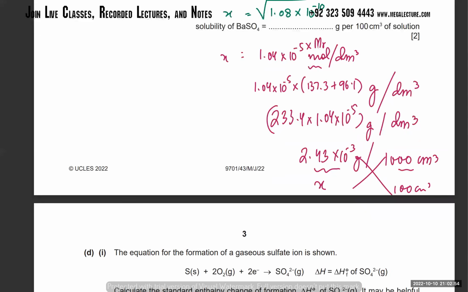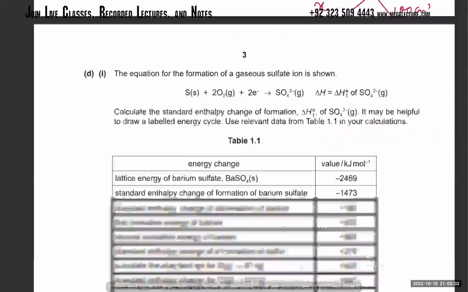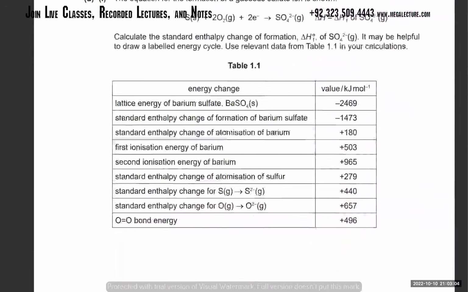You've done this paper, right? Just a bit of it. I was also doing, sir, the D part one for the lattice energy. With this one? Yes, sir.